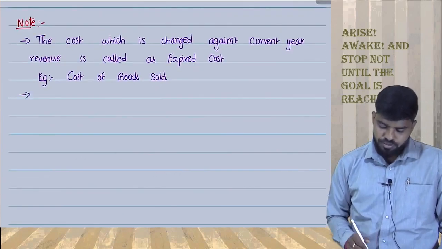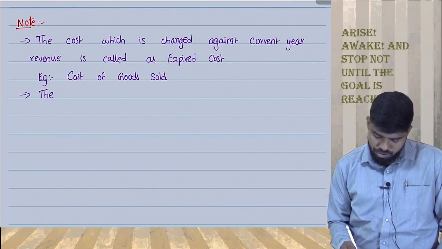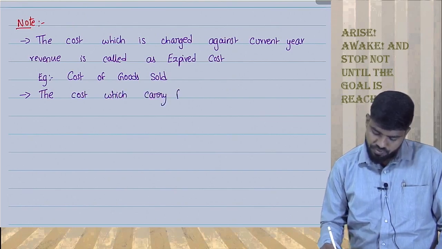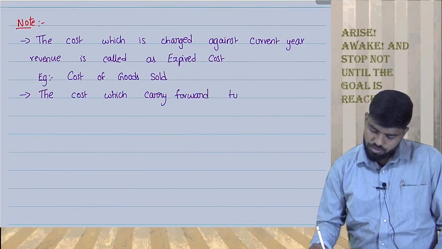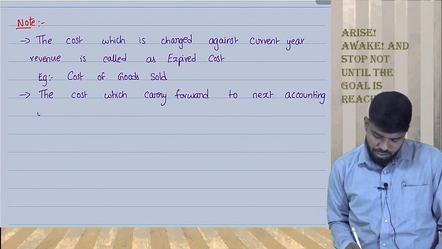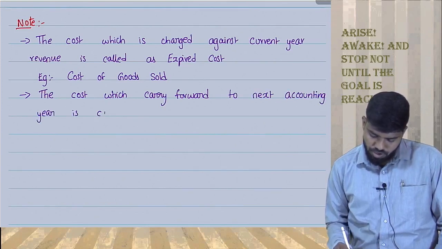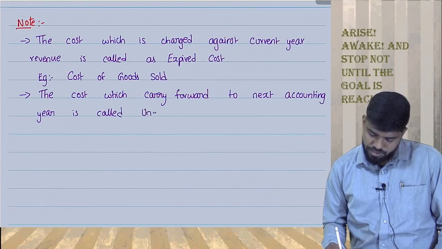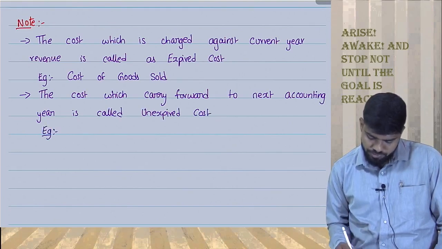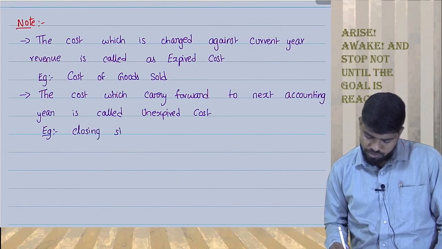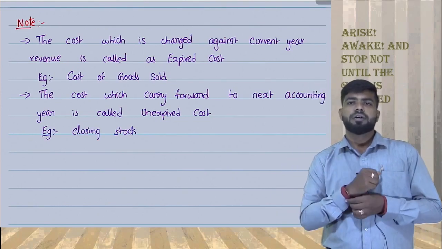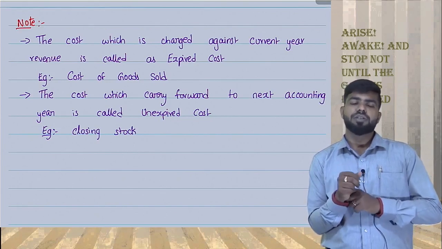Okay, second point: the cost which carries forward to next accounting year is called unexpired cost. Example: closing stock. Please copy fast. Try to write as fast as possible. Okay.